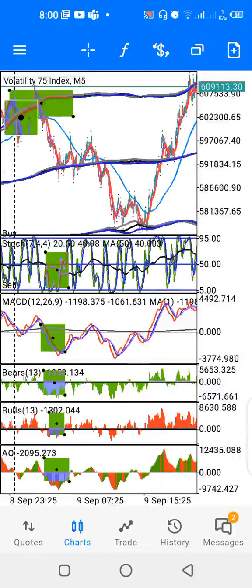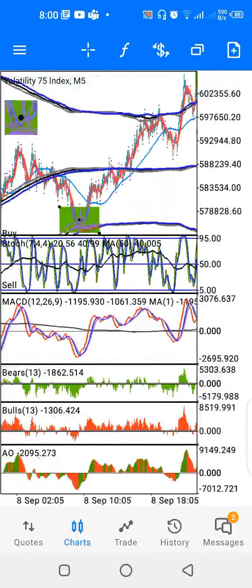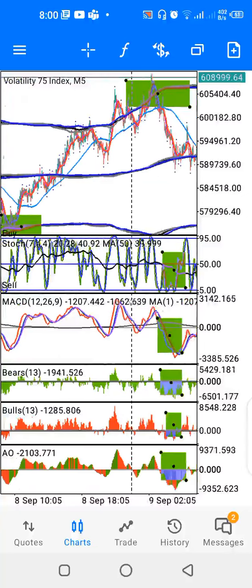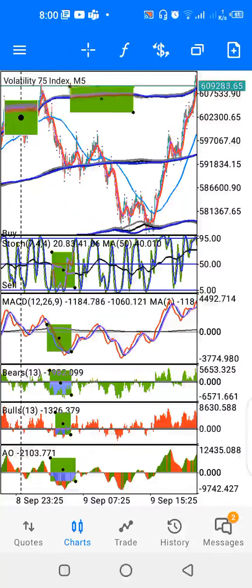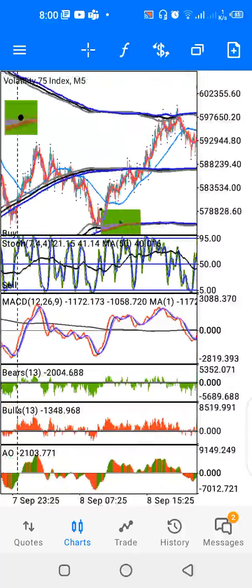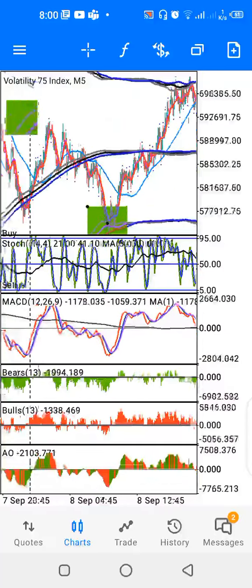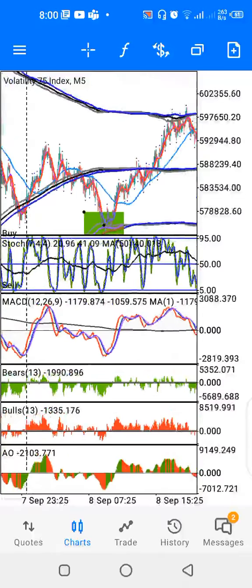While at the support, price rises and then you have your uptrend. So basically the upper band is for your resistance. Price might get to it and drop. The lower band is for your support. Price might drop to it and then bounce.